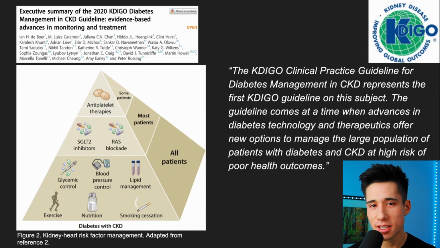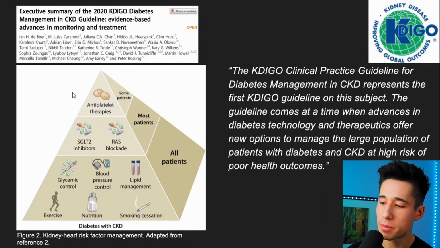So this is a figure that was put out by KDIGO in their guidelines, and I believe this figure does a really good job summarizing all of the different factors that we should be looking to optimize in these types of patients. So again, this is from their brand new guidelines, and their guidelines come at a really important point in diabetes management. There have been a whole bunch of new technologies that have been invented, whether that's new pharmacotherapy, whether that's new ways of measuring blood glucose, but lots of new technology is coming out in this field. And this is a really excellent, amazing time for KDIGO to put out a guideline on this topic.